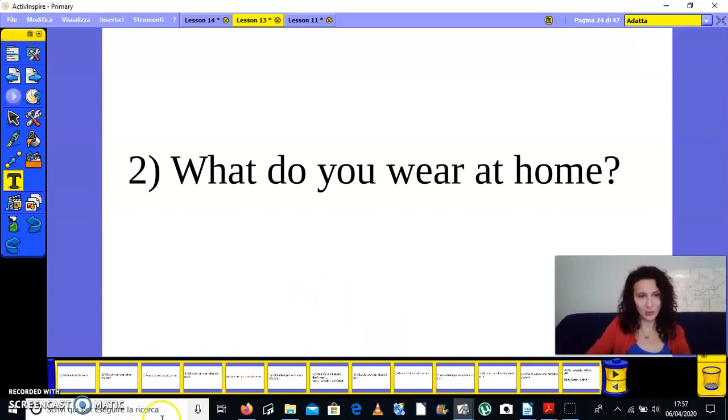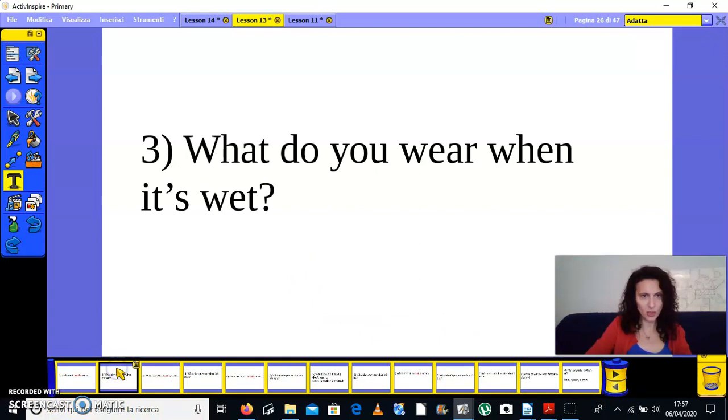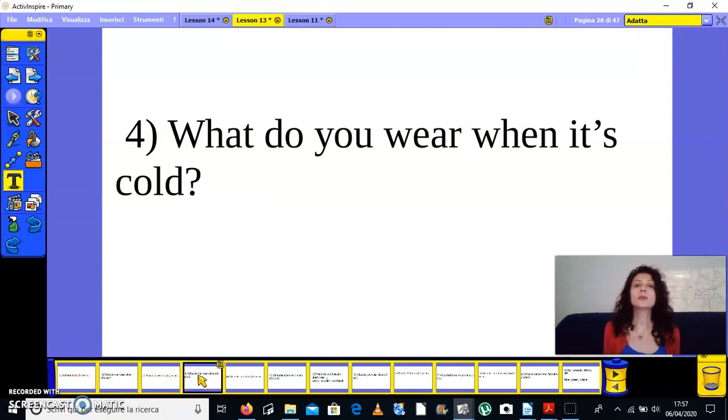And let's go on. This is question number 3. What do you wear when it's wet? Wet means when it rains, when it's not so sunny. Yeah, the opposite actually. So, when it's wet, I usually wear a raincoat or a sweater or a hat. I don't know.